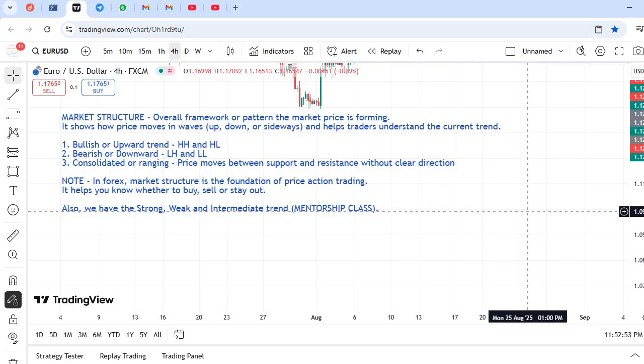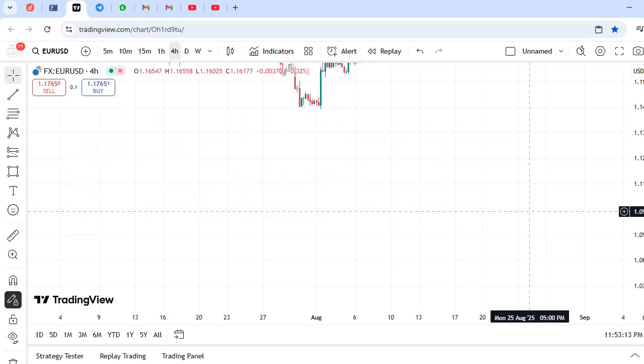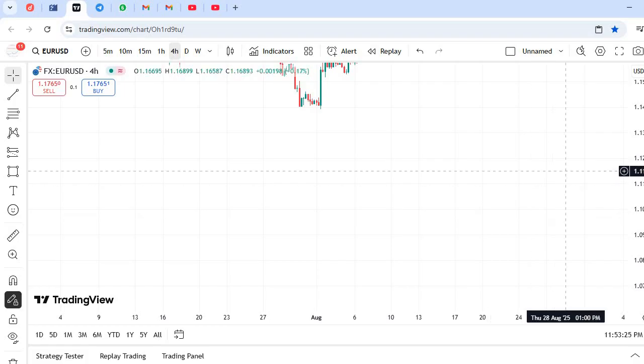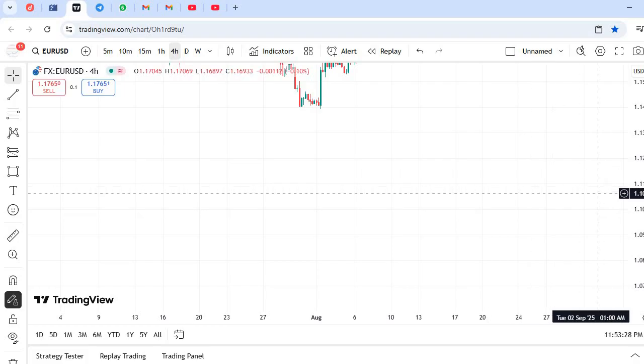Alright, so market structure. Now, what do I mean by market structure? There are some important topics in Forex that are indispensable, and market structure is one of them. You can't talk about Forex without talking about market structure. That is why I want you to pay rapt attention to this class, and I want you to stay to the end of the class, because I'm going to be revealing a lot of things to you. Alright, so we have the market structure.